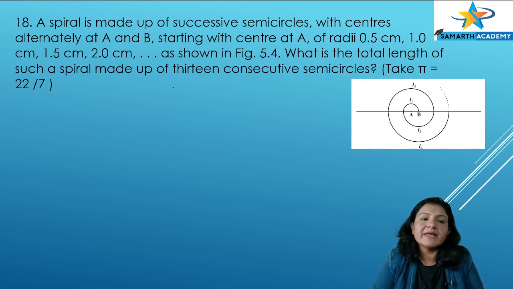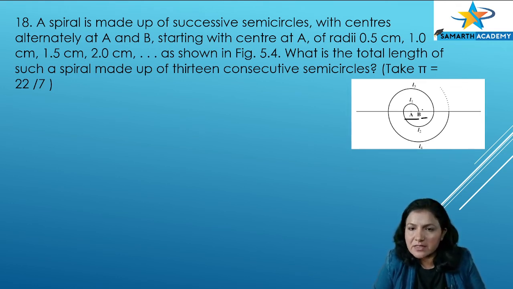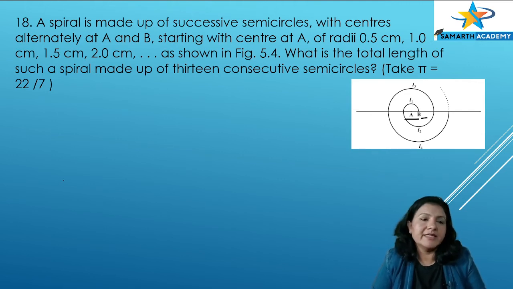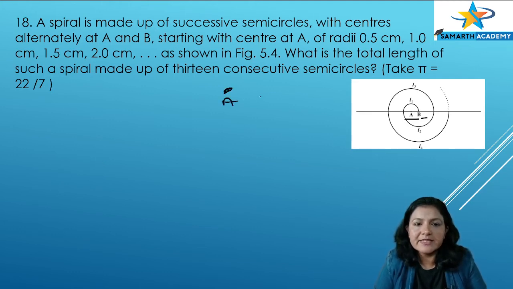Question 18. A spiral is made up of successive semicircles with centers alternately at A and B. So first, see, this is the center A. Then we'll have a semicircle like this. This is the center B. With this center, we will have one more semicircle like this and so on.